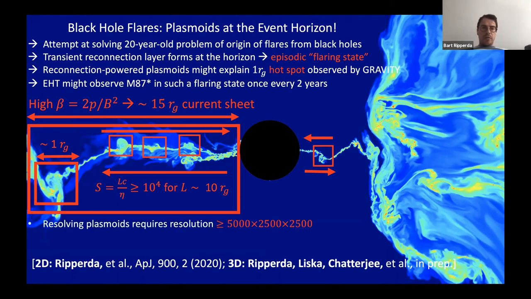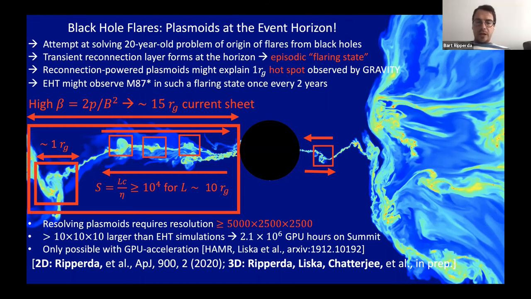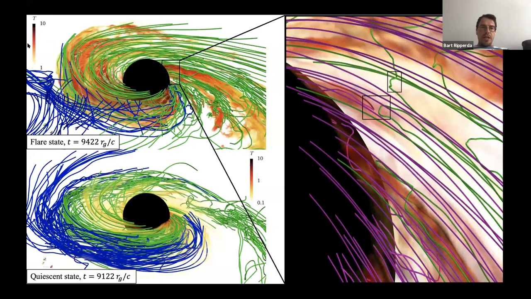I want to emphasize again that resolving these plasmoids in MHD really requires a resolution of about 5,000 by 2,500 by 2,500, and that's 1,000 times larger than EHT simulations. So EHT simulations cannot resolve these phenomena. And you can also not do many of these simulations. It costs us more than 1 million GPU hours on Summit. So you can maybe do one of these per year. This was really only possible with the GPU acceleration in the H-AMR code that was developed by Matthew Liska. So what does this look like actually in full 3D?